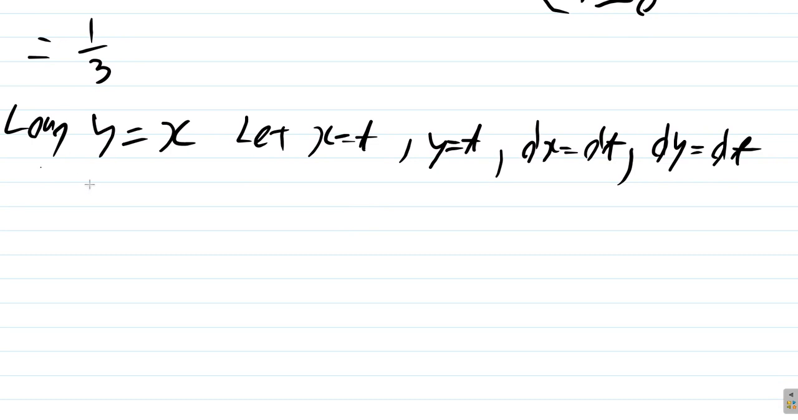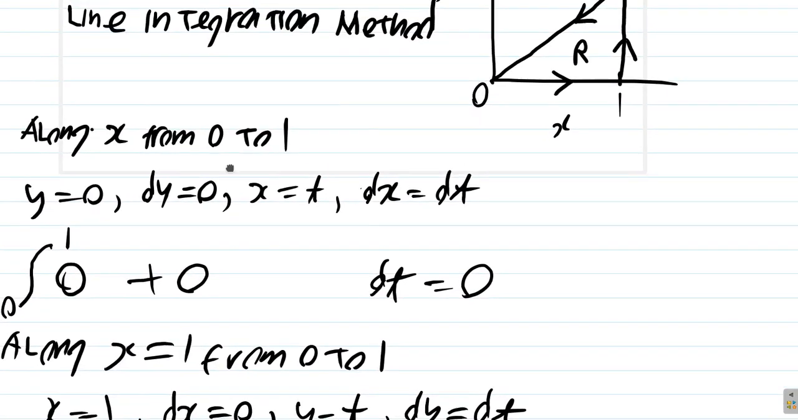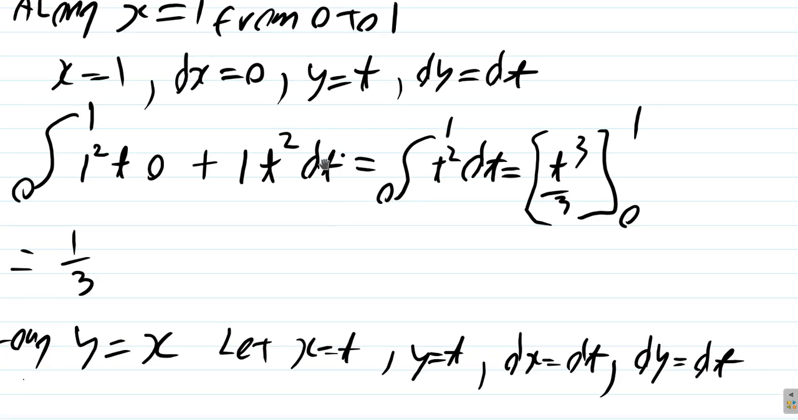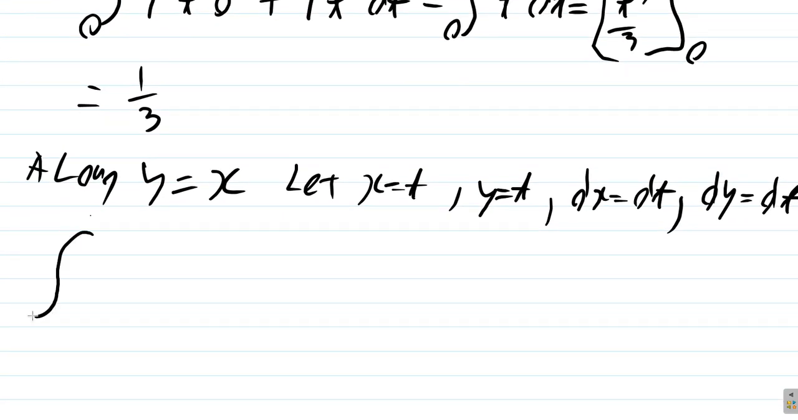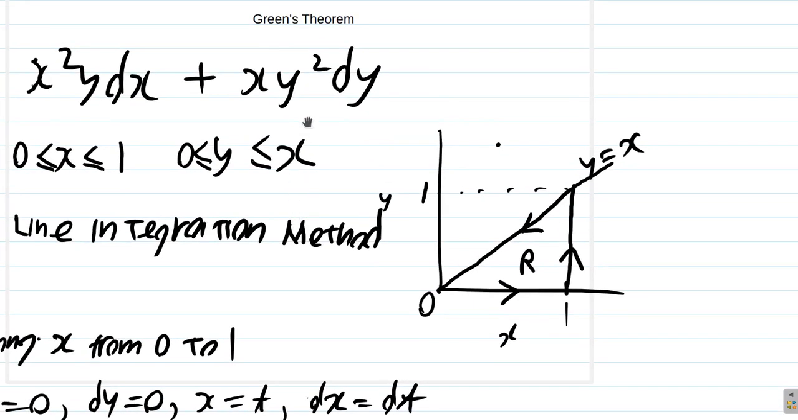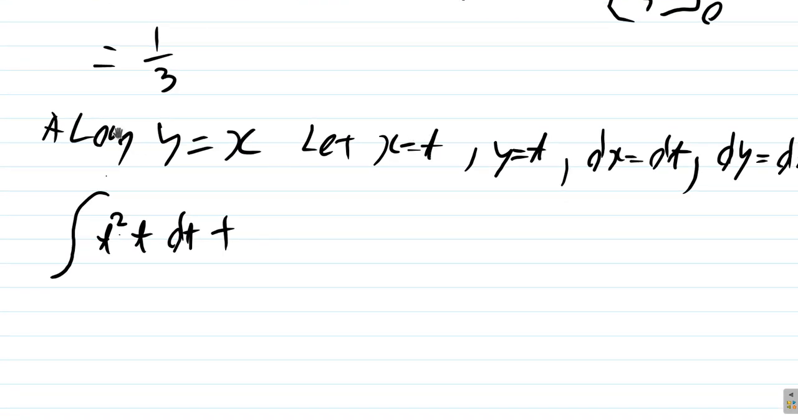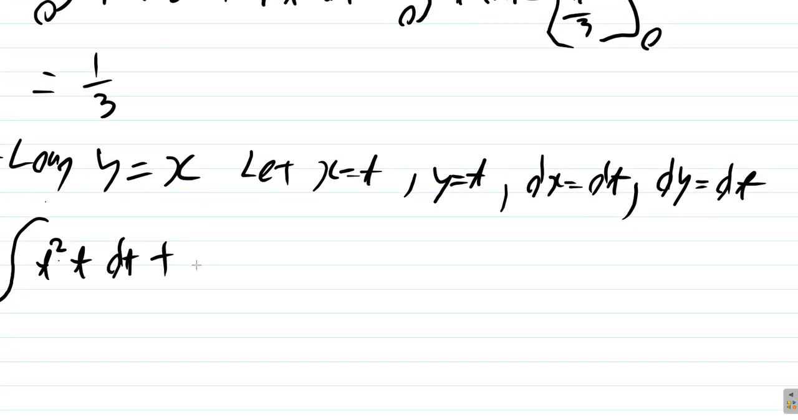We would have x squared y dx. So we're going along x squared, which is t squared, times y, which is t, dx, which is dt, plus x y squared dy. X is t, y is t, so y squared is t squared, dy is dt. Okay.